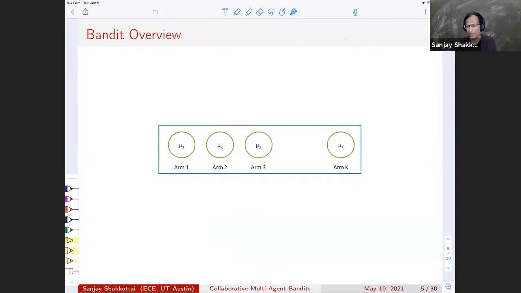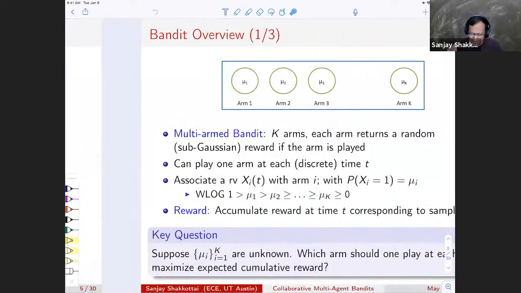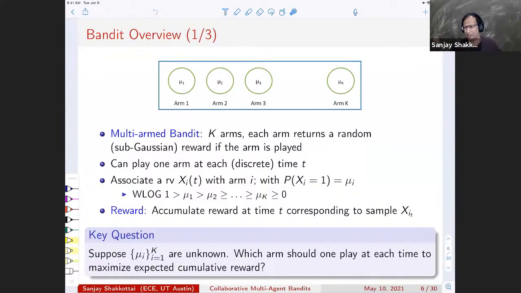Before I get into the collaborative bandit, just to make sure that everyone is on the same page, I'll spend a few minutes talking about the standard multi-arm bandit problem. The standard multi-arm bandit problem goes back at least 100 years, back to Thompson in the 1930s. The simplest version of the problem is the following. There are K arms. There are no multiple agents. There is just one agent, essentially. Each arm is a particular option. In the ad example, each arm would be a different ad.